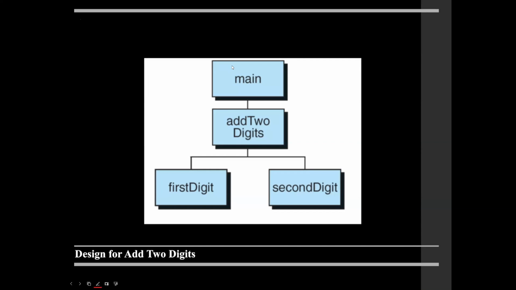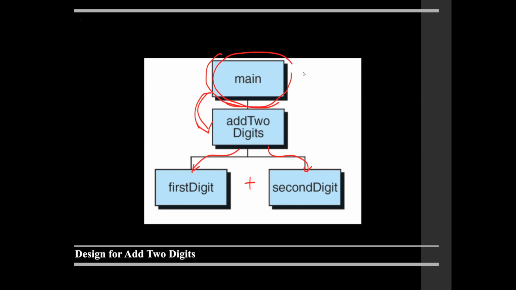This is another example where we have your main function calling another function called add two digits, right? And then your add two digits is internally calling two other functions, first digit and second digit, and simply adding the results returned from the first digit and second digit functions into one to produce that summation here.